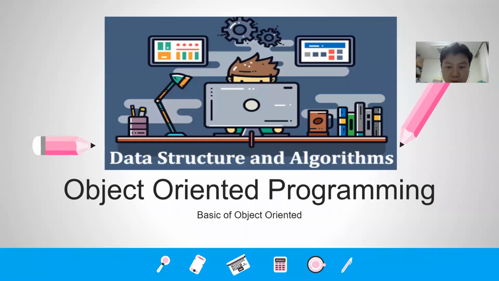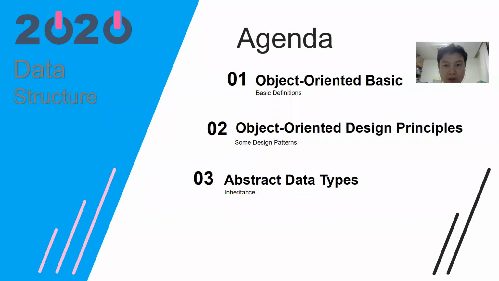For object-oriented programming, I would like to discuss three things. First, I'm going to give you a basic definition of object-oriented, and after we know the examples in Python, we are going to discuss more about object-oriented design principles. Some design patterns in object-oriented will be discussed in subsection 2, and after we discuss the design patterns, we are going to learn some examples about abstract data types.